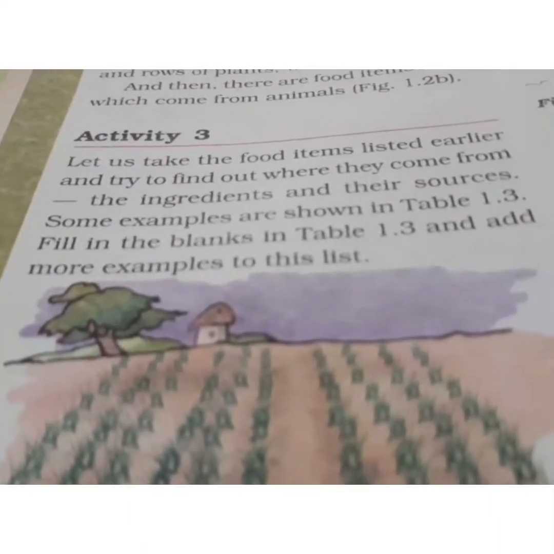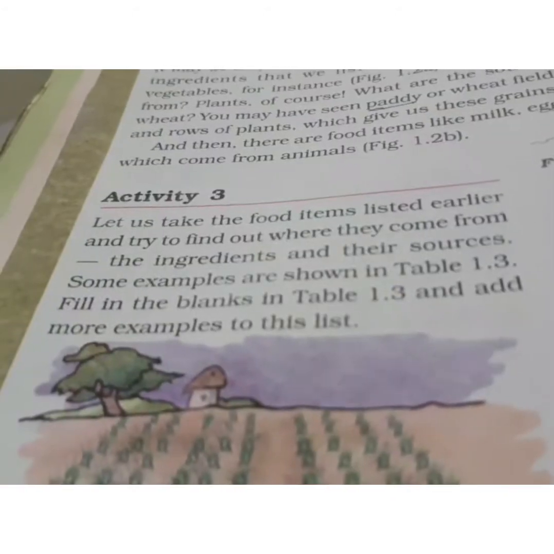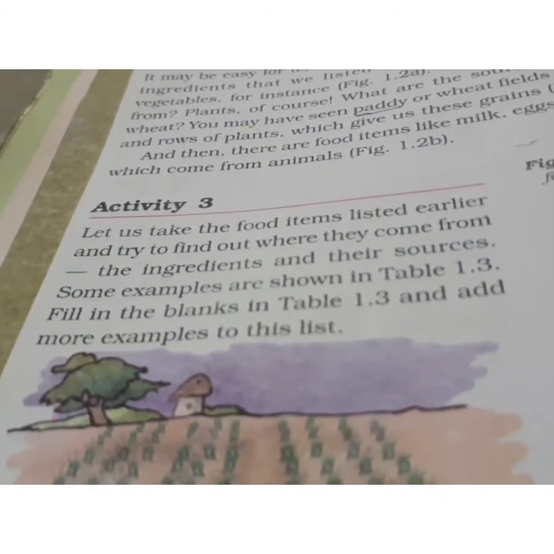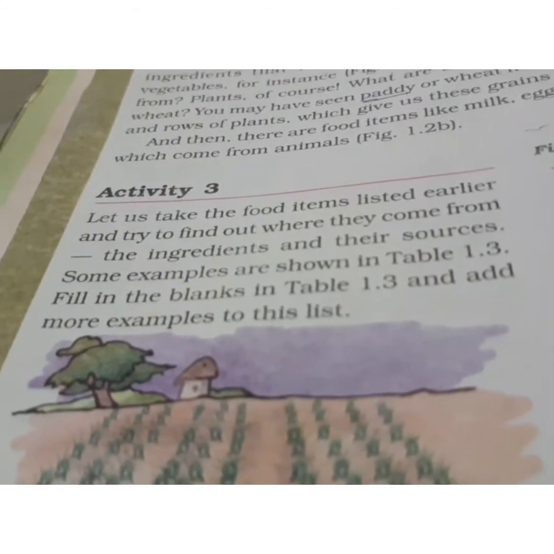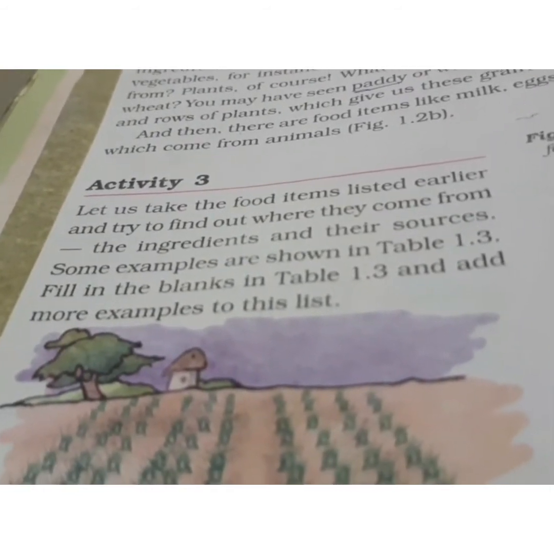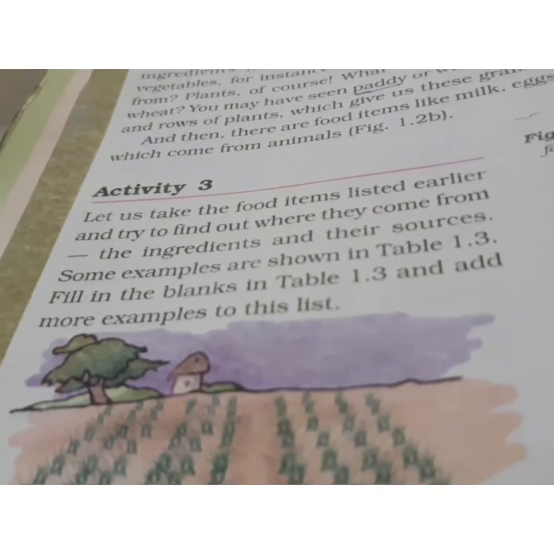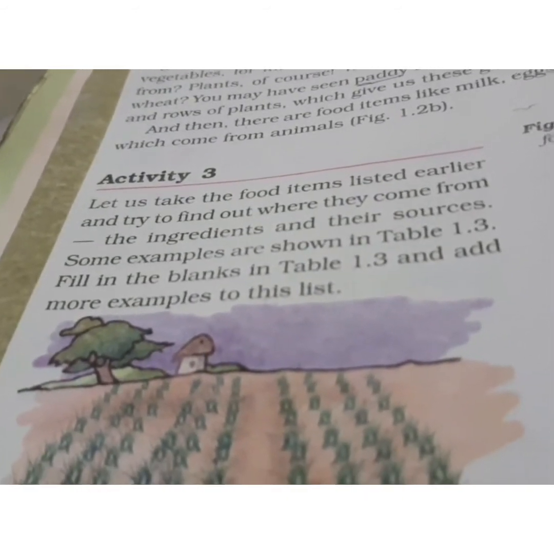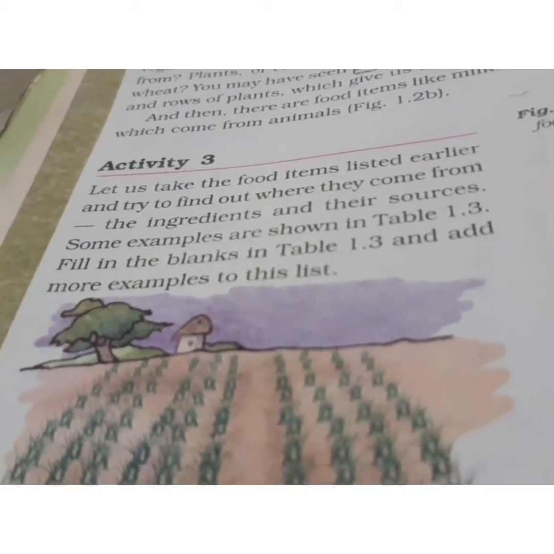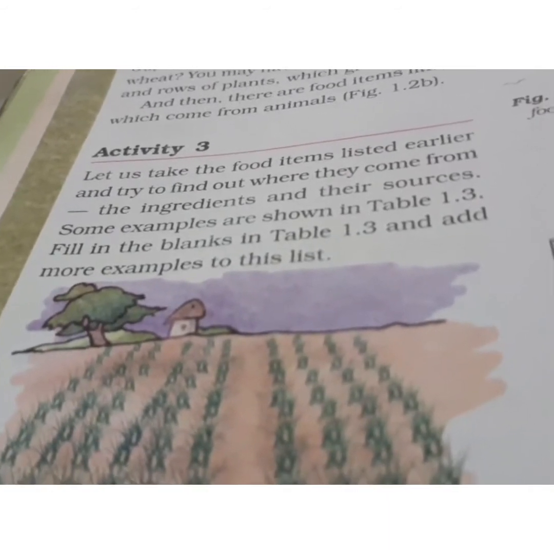Now we move on to activity number 3. Let us take a look at the food items listed earlier and try to find out whether they come from the ingredients and their sources. Some examples are shown in table 1.3. Fill in the blanks in table 1.3 and add some more examples.